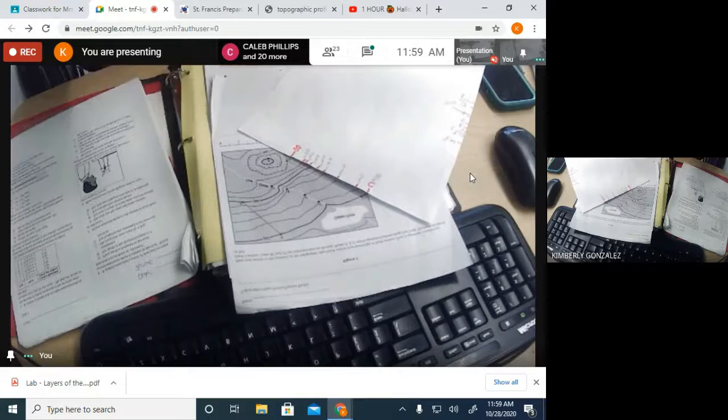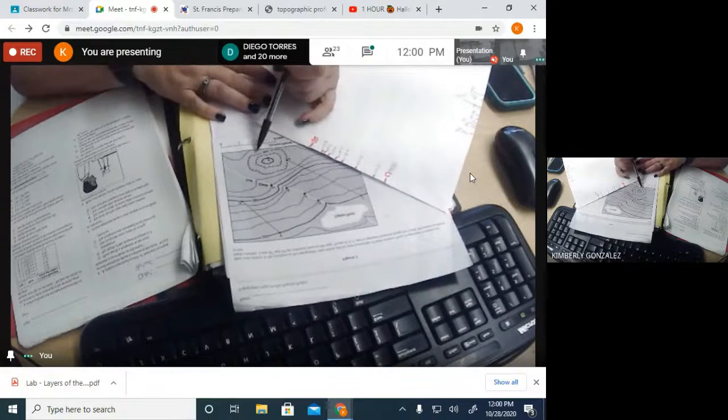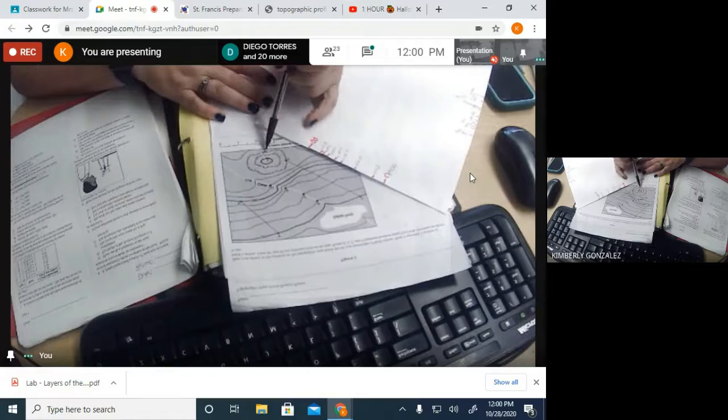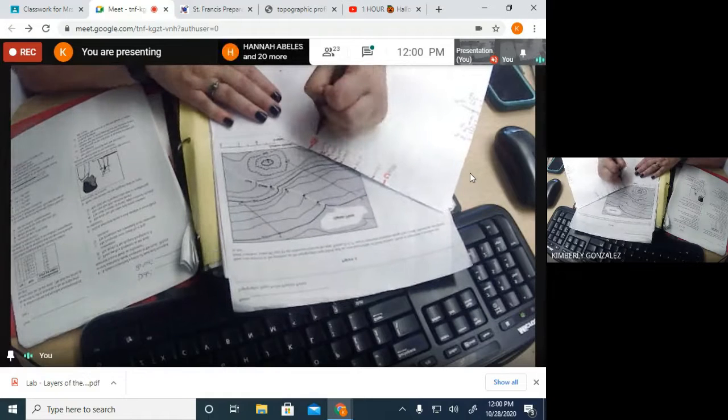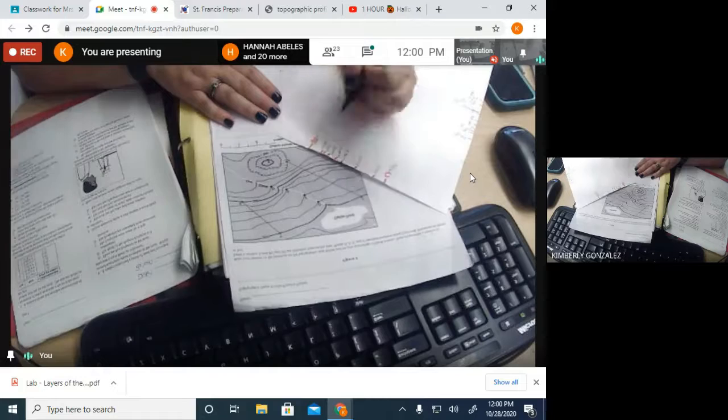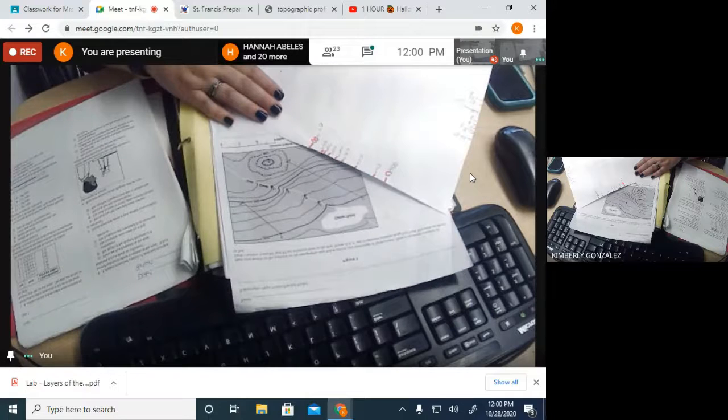When you look at B on the map itself, it's a depression. How do I know? Because it has the little tick marks. It also tells me that the measurement for B is also 340.